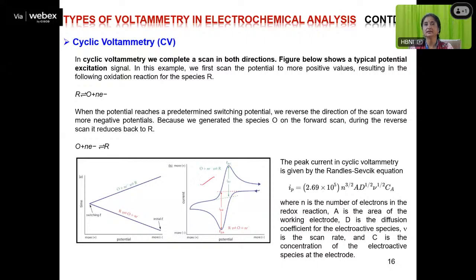So the peak current in cyclic voltammetry is given by the Randles-Sevcik equation. It is given here. Here n is the number of electrons in the redox reaction, A is the area of the working electrode, D is the diffusion coefficient for the electroactive species, and mu is the scan rate. Now since you are scanning at a particular rate, mu, depending on the scan rate your cyclic voltammogram will be of different shape, from which you can bring out various information and see the concentration of the electroactive species at the electrode.